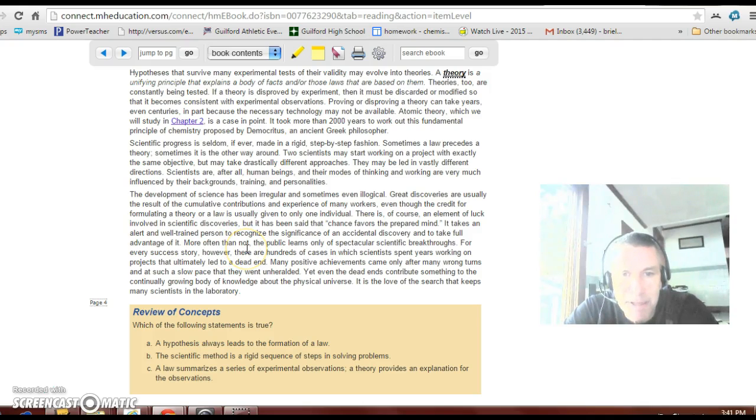More often than not, the public learns only of spectacular scientific breakthroughs, not the boring stuff. For every success story, however, there's hundreds of cases in which scientists spent years working on projects that ultimately led to a dead end. Very, very true. Many positive achievements came only after many wrong turns and at such a slow pace that they went unheralded. That's true. When things get discovered over such a long period of time, it just is not quite newsworthy, is it? Yet even the dead ends contribute something to the continually growing body of knowledge about the physical universe.